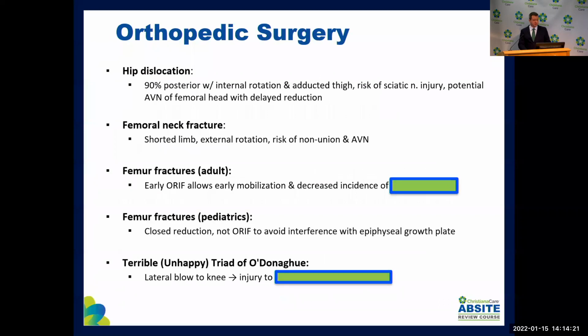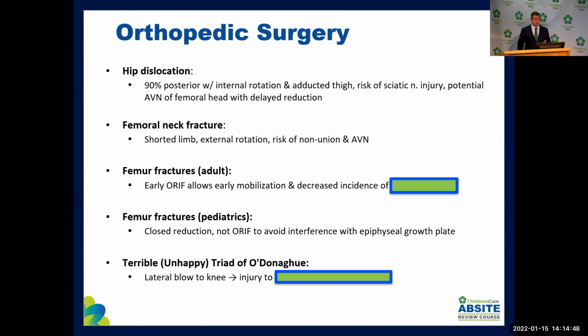All right, orthopedic surgery, broken bones, fixed bones, hip dislocations. They like to know what anatomy is at risk with these orthopedic injuries, is really what they're trying to test you on. With hip dislocations, most of these are going to be posterior. The patient will have internal rotation and an adducted thigh. There's a risk of avascular necrosis if you delay the reduction, and a risk of nerve injury with the posterior dislocation.